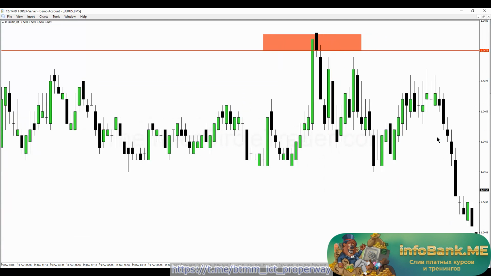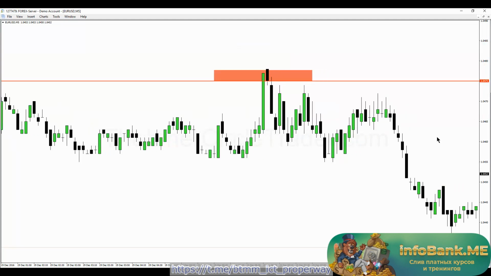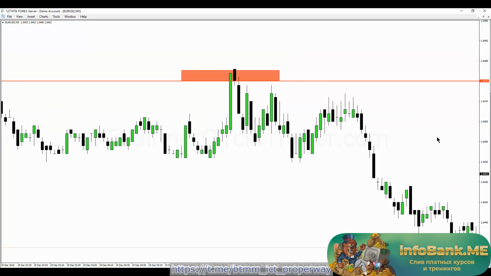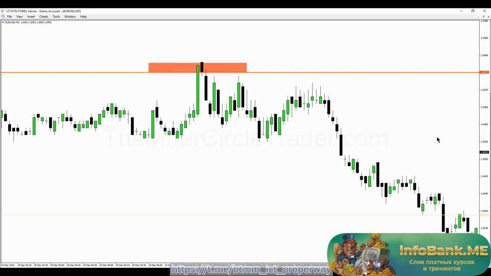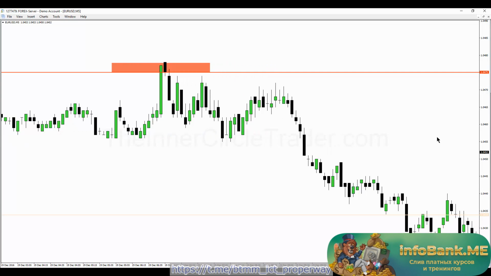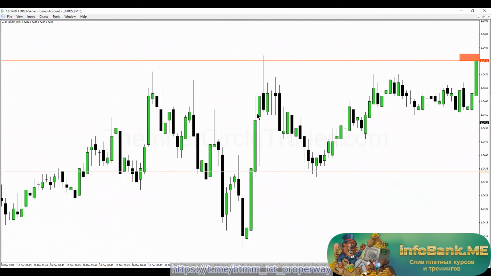Significant break lower. And then lower. And then ultimately trading through to where the sell stops were mentioned earlier. Okay, let's take a look at it on a 15-minute basis.